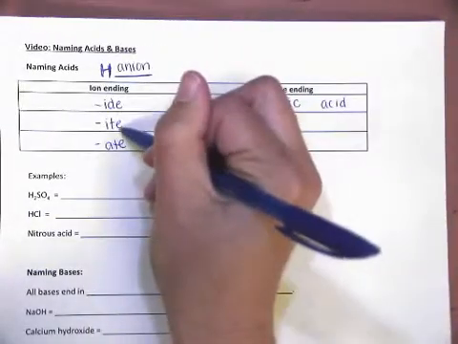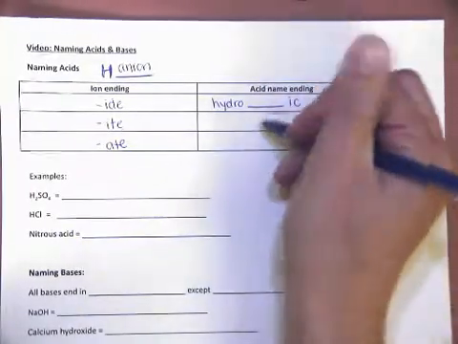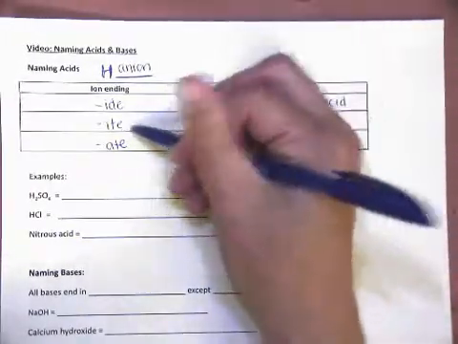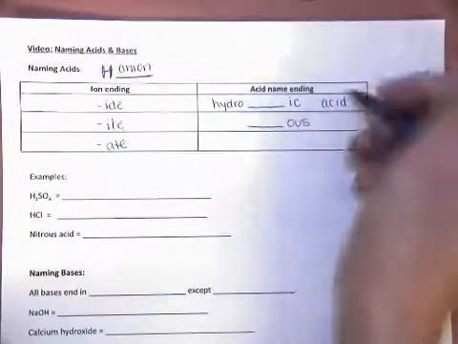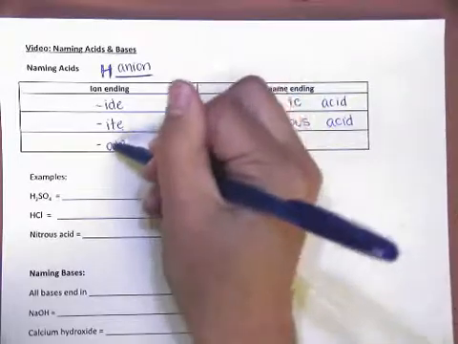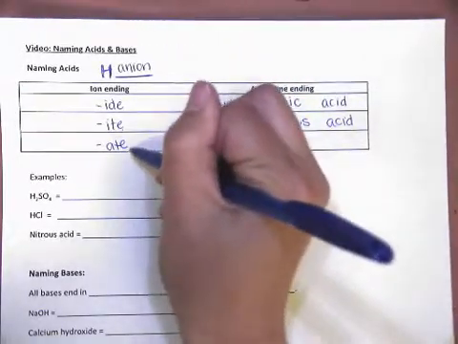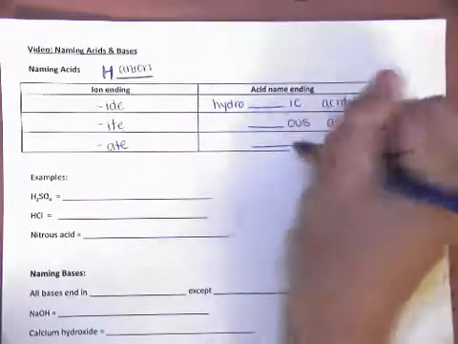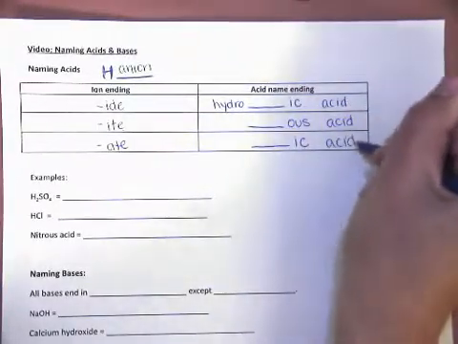If my ion ends in ITE, like nitrite, then at the end I drop off the ITE and replace the ITE with OUS, acid. If my anion ends in ATE, like nitrate, I drop the ATE and instead I write ic, acid.